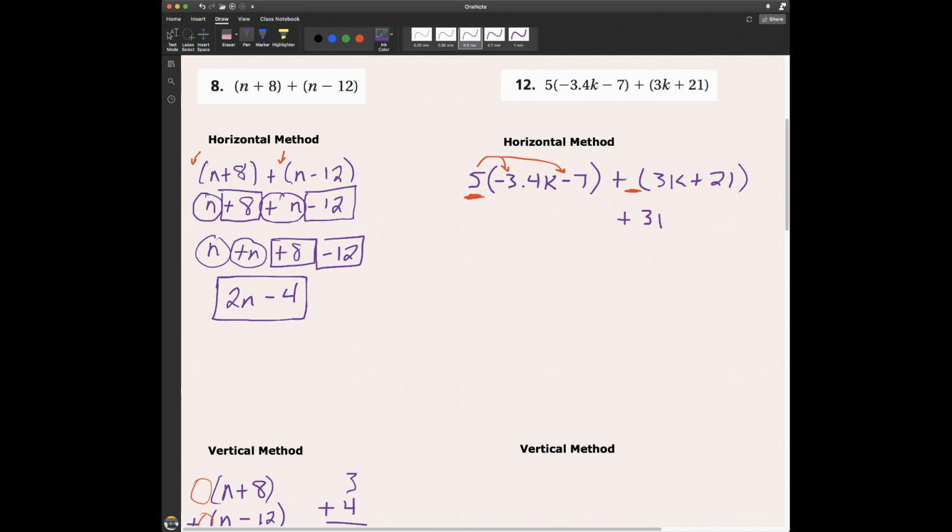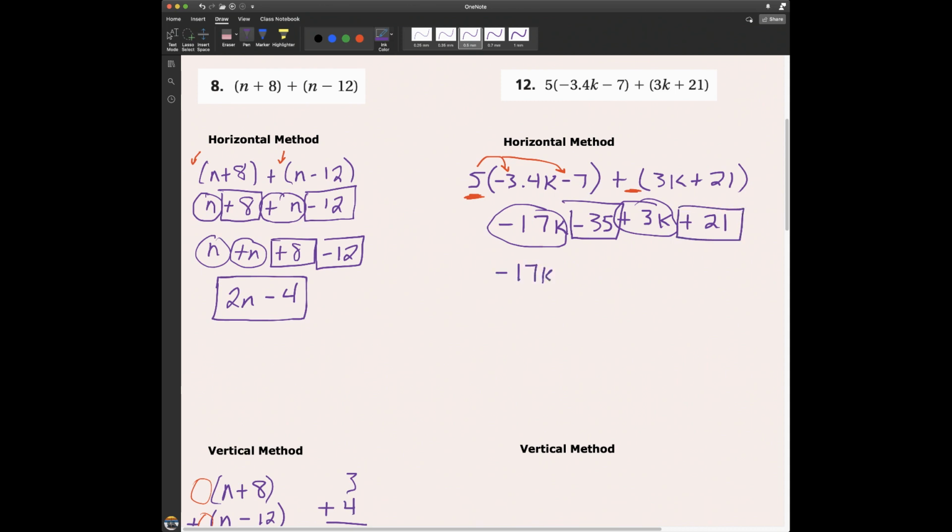I'll just put the 3k + 21. But here I'm going to use the distributive property. So 5 times negative 3.4k is negative 17k. And 5 times negative 7 is negative 35. So notice now I have this expression that looks similar to what we did in section 3.1. And I can identify my like terms. Those are like terms. All constants are like terms. I can put them together.